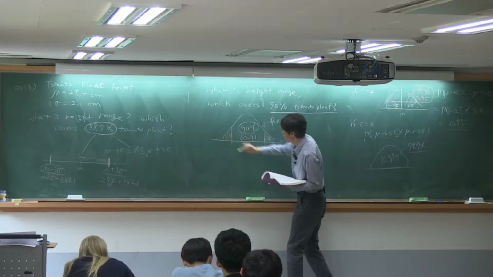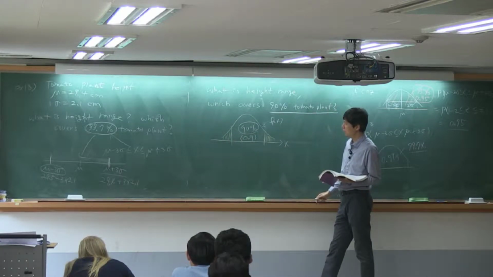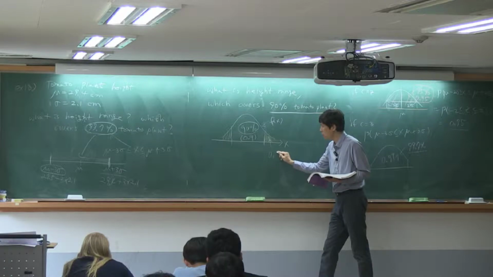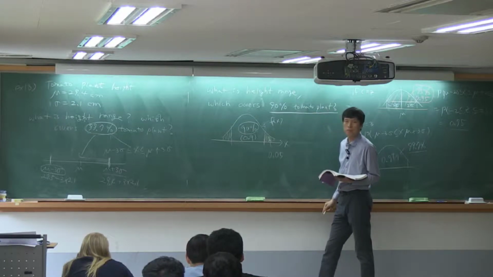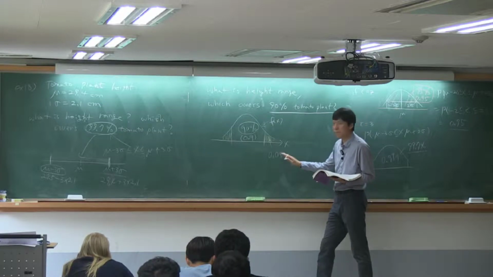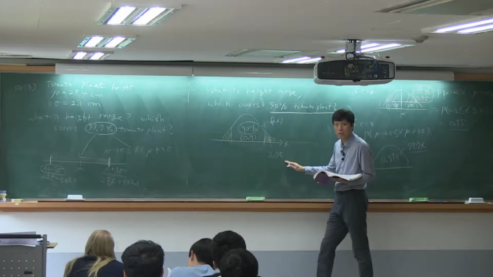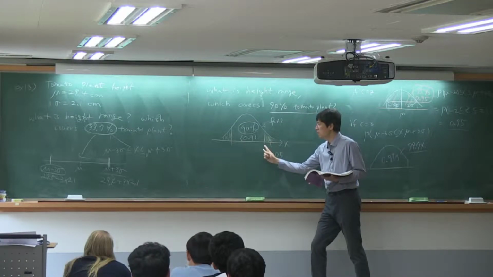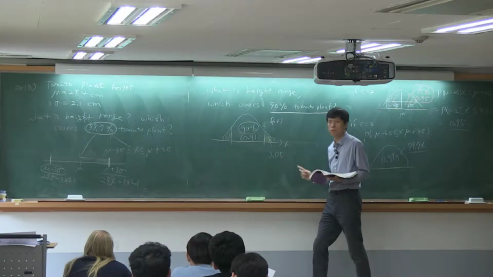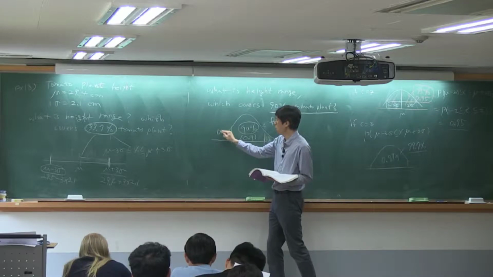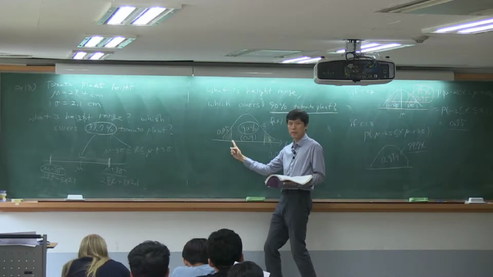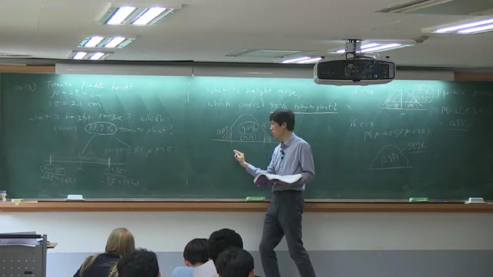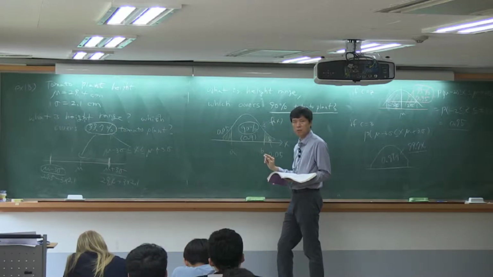What is the probability of this area? 0.05. The probability that the height of a tomato plant is greater than this value is 0.05, and the probability that the tomato plant height is less than this value is 0.05. Let's say this is A and B.